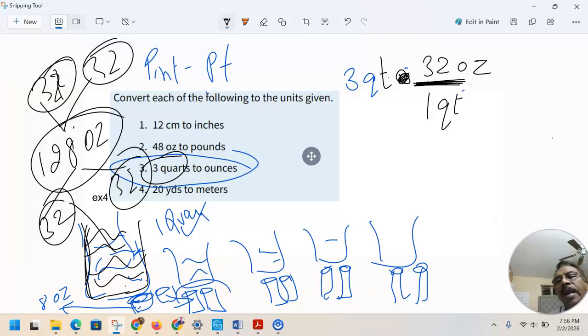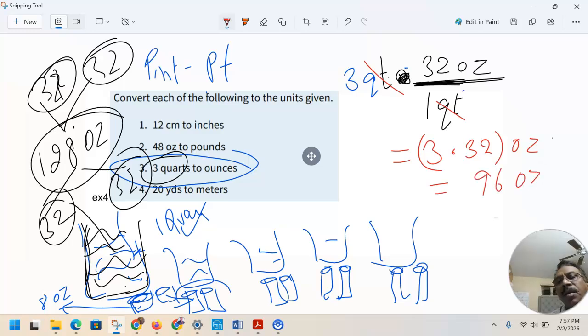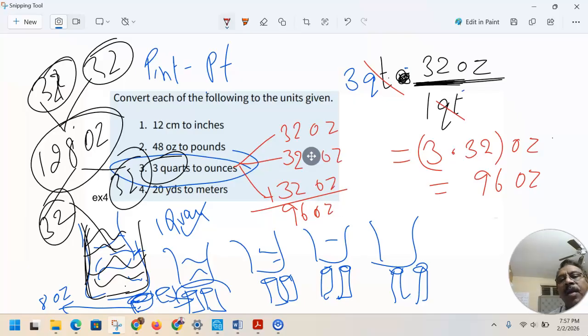See? So we can skip the in-between steps and then we can cross out this quarts and this quarts. What I have left is 3 times 32 ounces, and this becomes 96 ounces. And you're done. So another way is to use your common sense and say, hey, there are 32, you're adding 32 plus 32 plus 32, and you just add all this and you get 96 ounces. Because each quart is 32, and that way also. I'm just showing different approaches to do this.